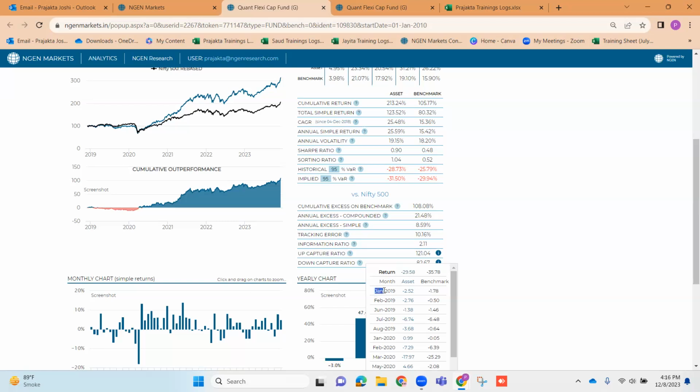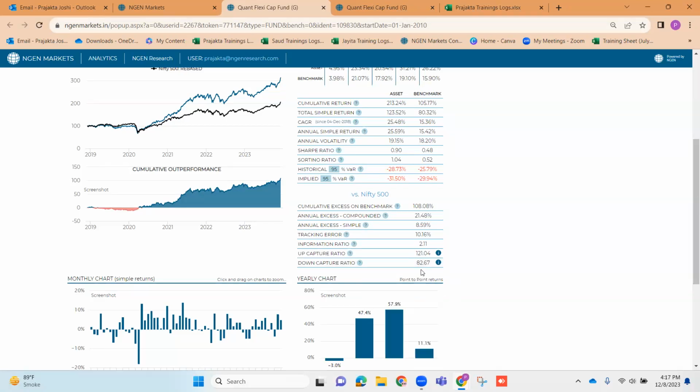So in this case, in January 2019, for example, the benchmark went down by a negative 1.78. On the other hand, the fund went down by 2.52. So almost double. But if you simply take a cumulative addition of all of this, that comes to the fund falling by 29.58%. On the other hand, the benchmark fell by a negative 35.78. Take a simple ratio of that. So 29.58 divided by 35.78 comes to 82.67, which is our down capture ratio. It tells you how resilient a fund is when the markets are volatile, typically falling.